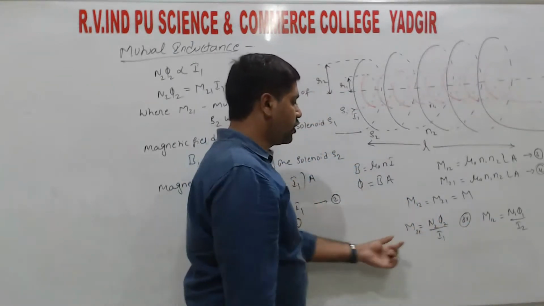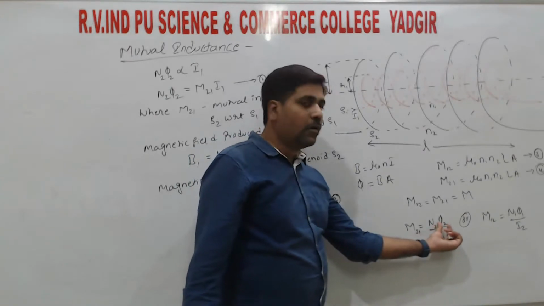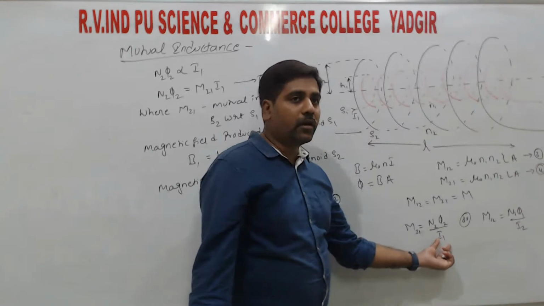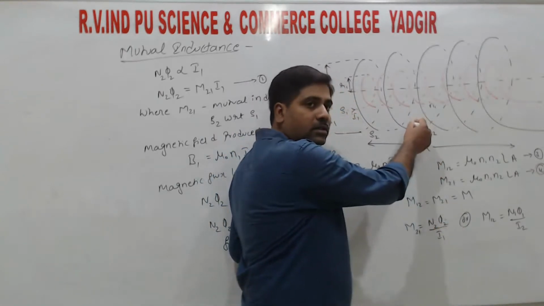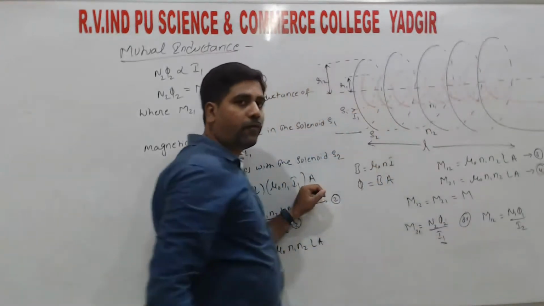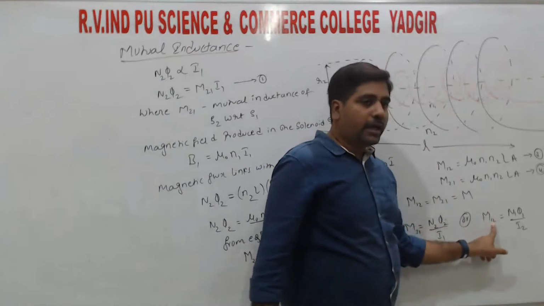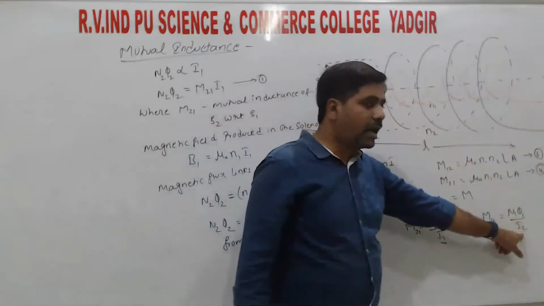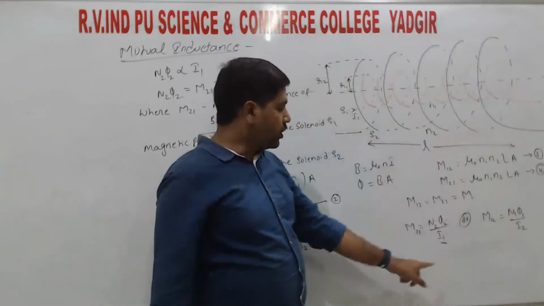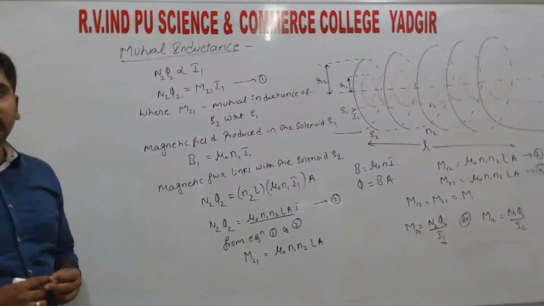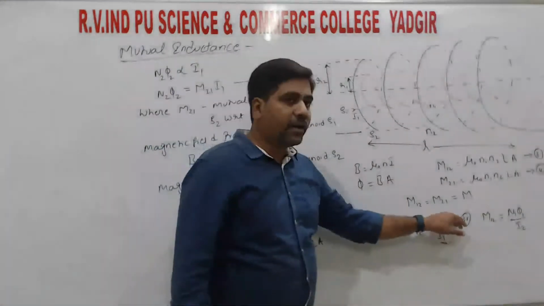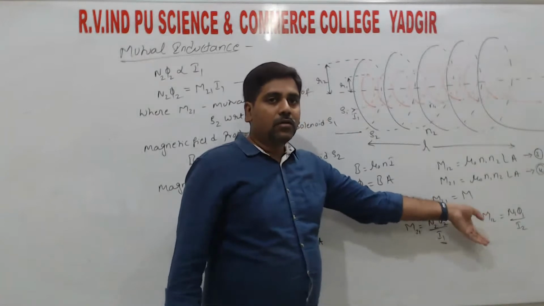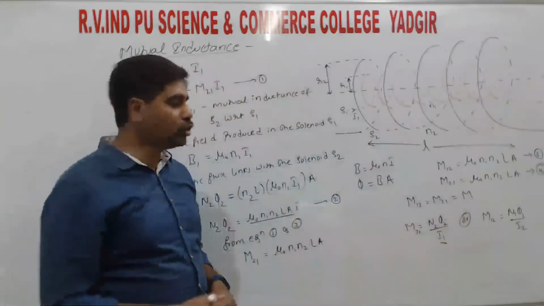So in general, the mutual inductance is the ratio of the magnetic flux to the current flowing in another coil, right? Phi 2 is the flux generated in the second coil, but I1 is the current flowing in the first coil. So mutual inductance is defined as the ratio of the flux generated in one coil due to the current flowing in another coil, or another conductor or another solenoid, right? That is the definition of mutual inductance.